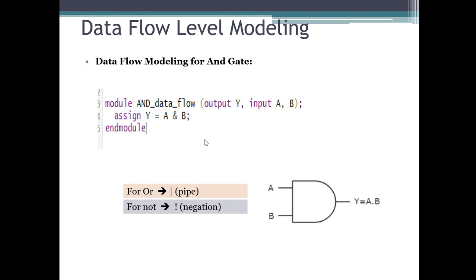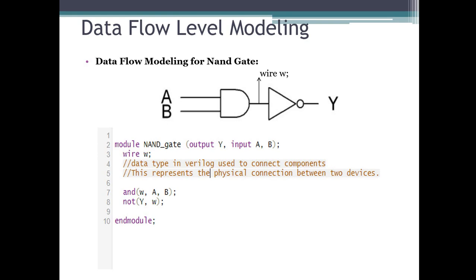Now for OR we use the pipe symbol, and for NOT we use negation. If you want to write code for an OR gate, instead of AND you use the pipe symbol. NOT gate works on only a single input, so in front of your operand you use the negation symbol. So you can write code for NOT gates. Now let's understand how you can write code for the NAND gate.